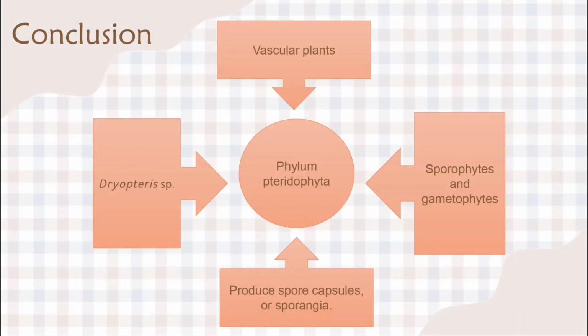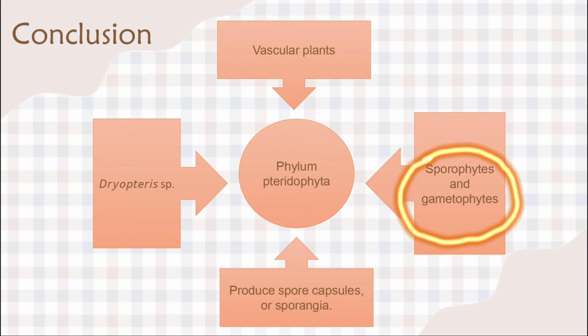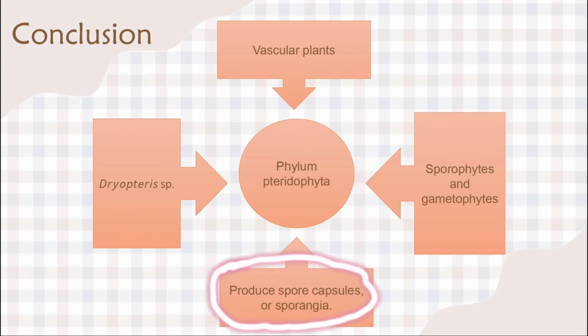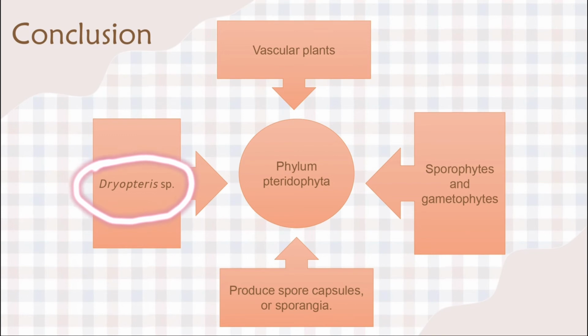For conclusion, Phylum Pteridophyta is a vascular plant that has food-transporting phloem and water-transporting xylem tissues, and consists of sporophyte and gametophyte. Phylum Pteridophyta also produces spore capsules or sporangia on the underside of their green leaf or on specialized non-green leaves called sporophylls. And lastly, the example of Phylum Pteridophyta is Dryopteris species.